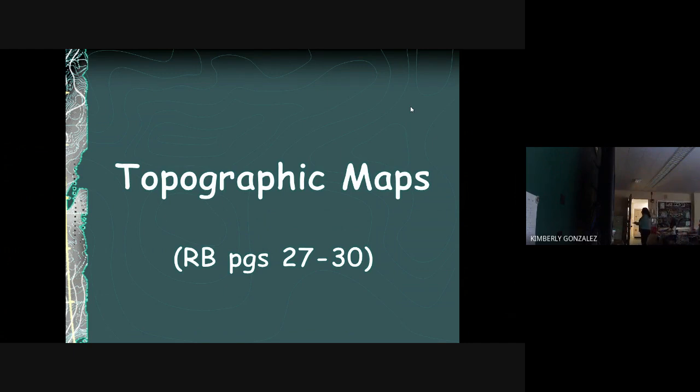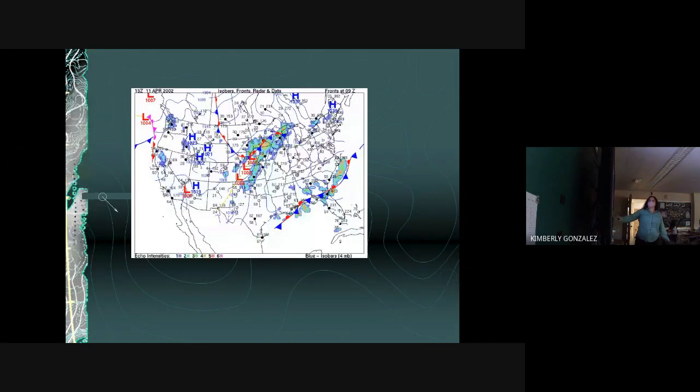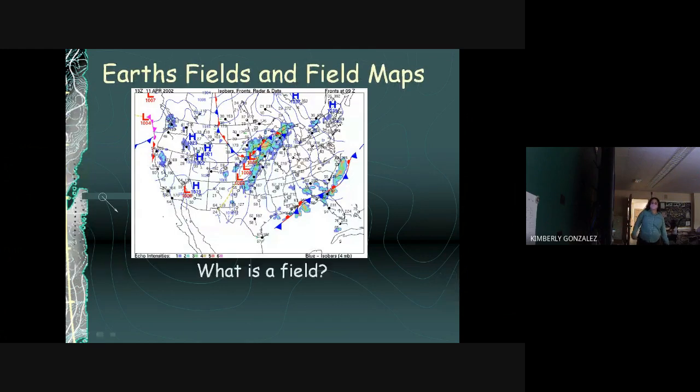Topographic maps is just a general term to take a flat map and be able to see things on it. In order to understand topographic maps, you have to have some definitions, some vocab. The first thing you need to learn about is fields and field maps. What are they, and what is a field map?